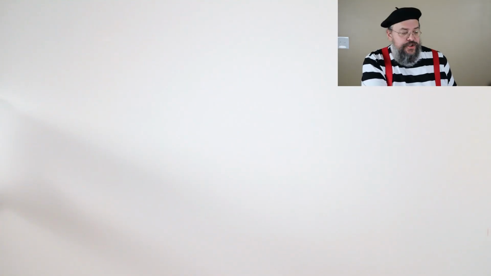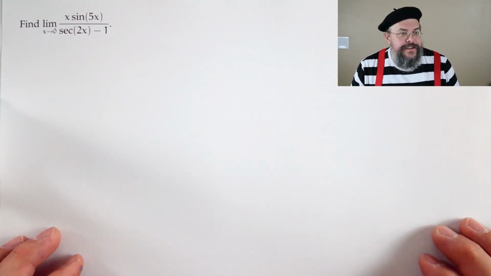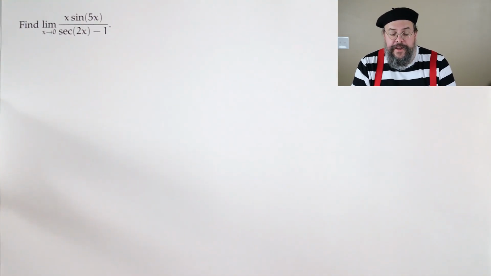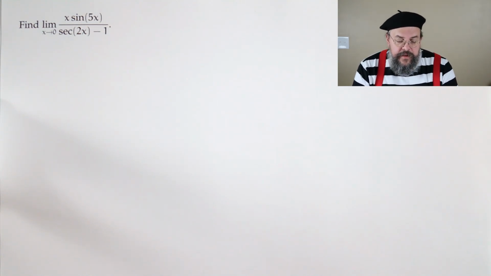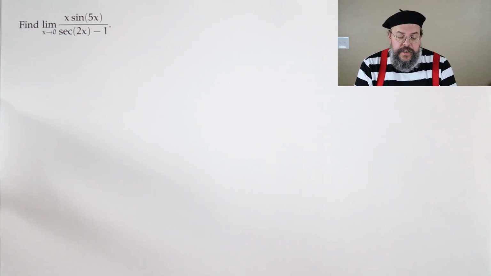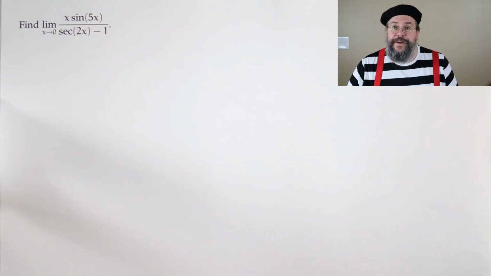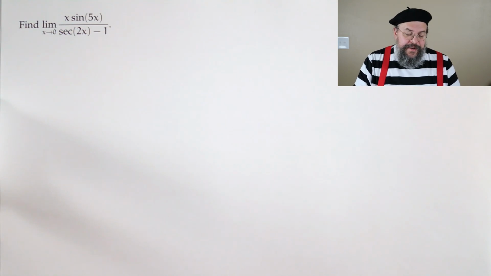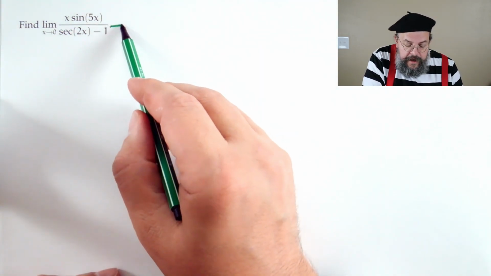All right, well, let's do another problem. Okay, our next problem. Find the limit as x goes to 0 of x times sine of 5x all over secant of 2x minus 1. All right, this one is kind of a nice cool down after the last one, right? So, let's see. First thing is, what happens at 0?